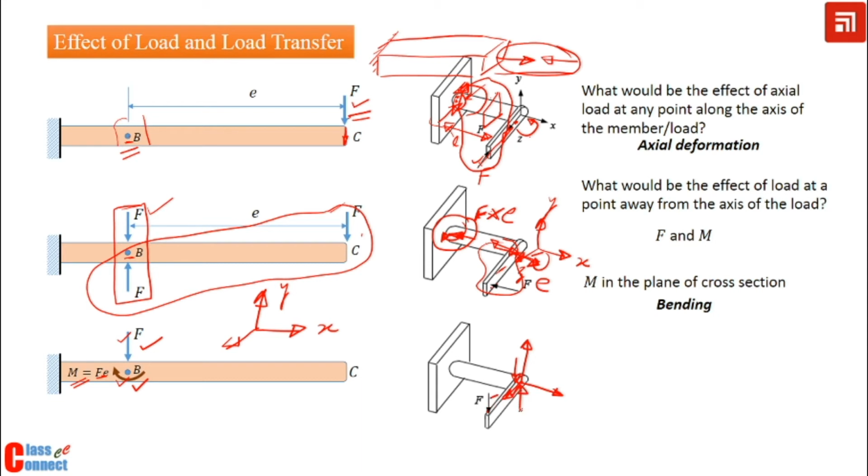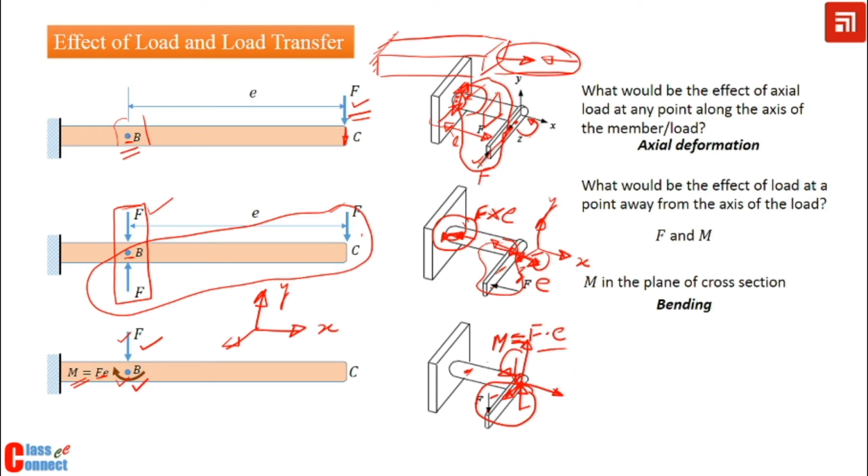This load and this load again will constitute a couple, but this time the couple is in YZ plane. So the plane of cross section of this member is also YZ, and this moment which we have shifted here is also in YZ plane. So that is why this will induce a twisting moment.